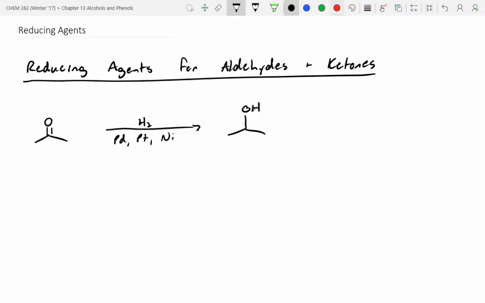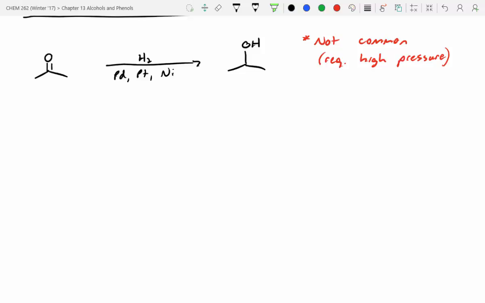However, I'm going to make a note in here, and that is that it is not common. It requires really high pressure, much higher pressure than a normal alkene, and so you typically don't see these reactions done unless there's really no other alternative. So that brings us to different classes of reagents that can accomplish the same transformation. Let's take this ketone, keep it consistent, and convert it to an alcohol. However, we're going to use NaBH4.